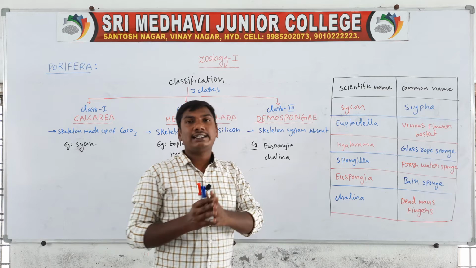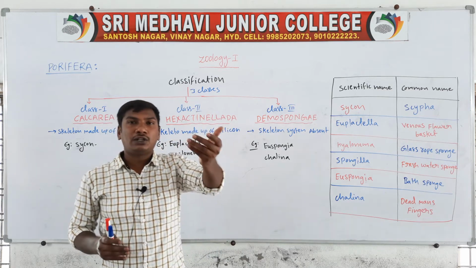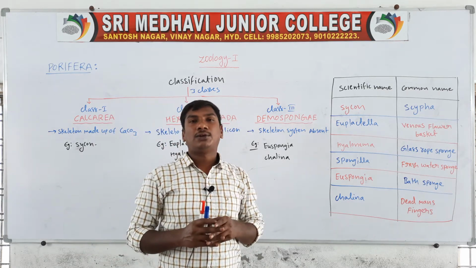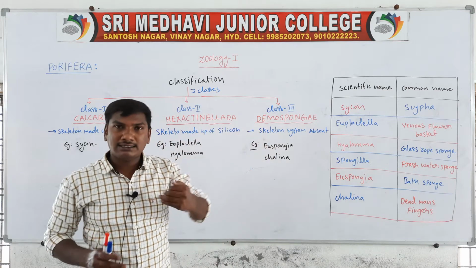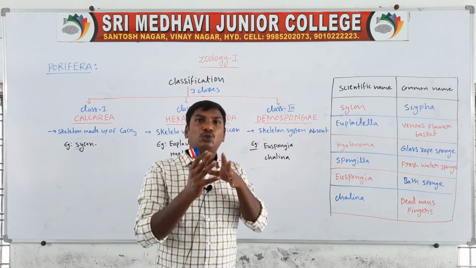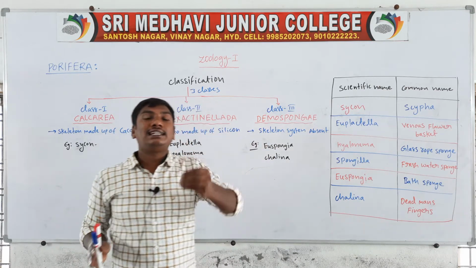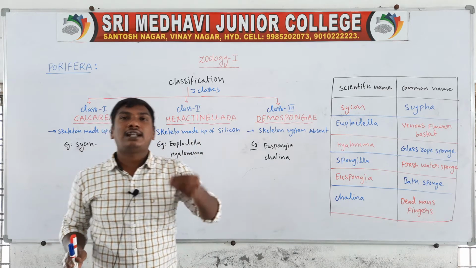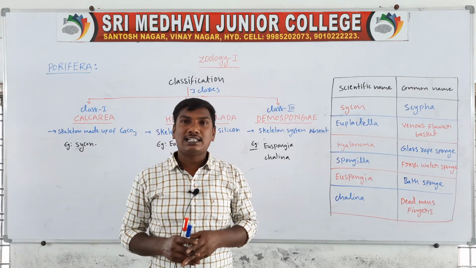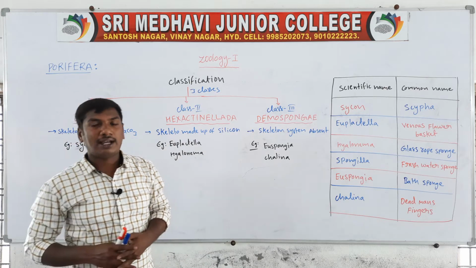Next one, body wall. The body wall contains two layers: the outer pinacoderm and the inner choanoderm. Between these two membranes is a gelatinous matrix called mesohyle.